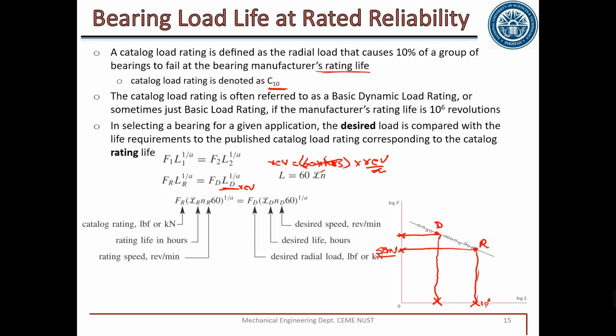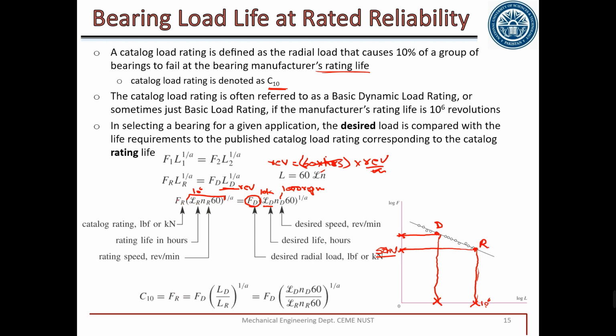So the rated life is usually given by the catalog. For example, some manufacturers say we have a rating life of 10 power 6 revolutions. So that is the rated life. Let's say you need to design a bearing, and you say that you want to apply a load for, let's say, 10,000 hours at 1000 RPM, and we need to calculate this FD, and the life of the bearing is calculated. From this, FD is given.